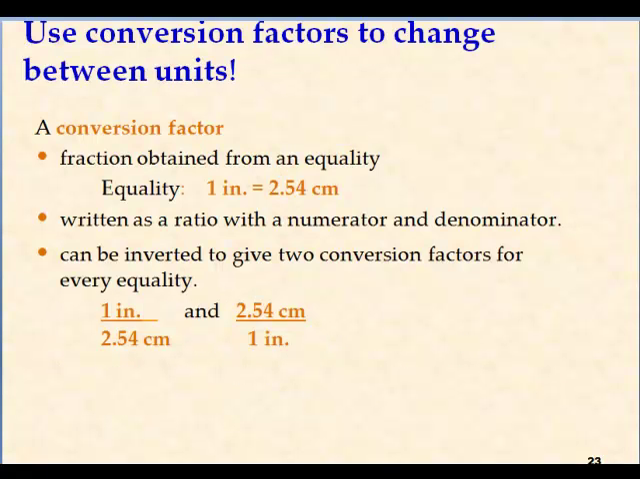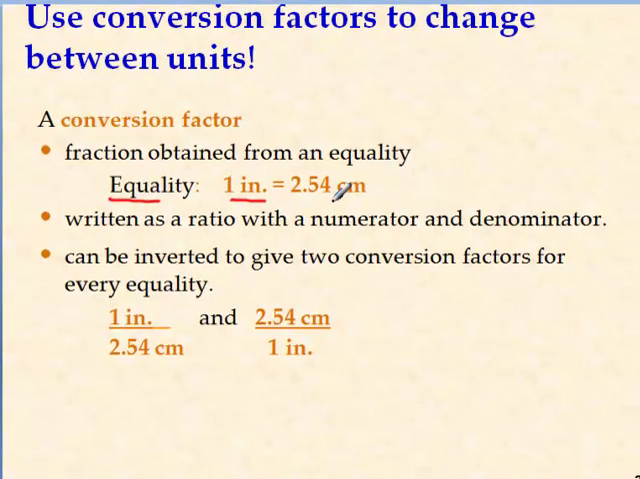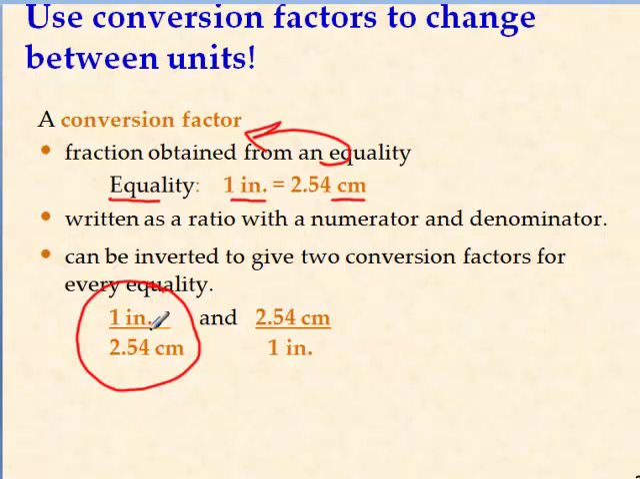Now each equality that I just showed you, remember, equality is a term that represents two different units. It can be in the same system or in two different systems, and it shows a relationship. Now that equality can be converted into what we call a conversion factor. A conversion factor is taking the equality and inverting it, writing it as a ratio between the two units as a numerator and denominator. So I put 1 inch over 2.54 and 2.54 over 1 inch.